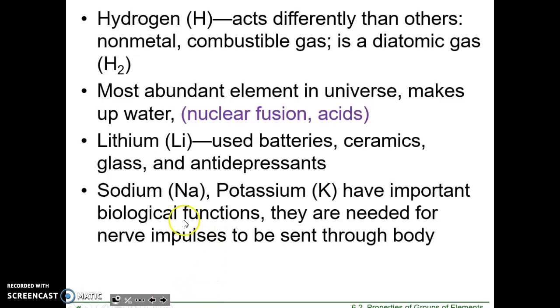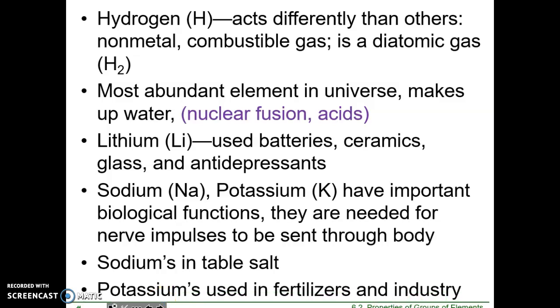The next two going down, sodium, then potassium, have very important biological functions. If you've taken human biology, you know about sodium-potassium pumps are needed to send nerve impulses throughout the body. Also, sodium is in table salt, sodium chloride, and potassium is used in fertilizers and in industry. So you have potassium a lot in your body, in adenosine triphosphate, ATP, and then also in proteins and nucleic acids. And so it's important for all living things.